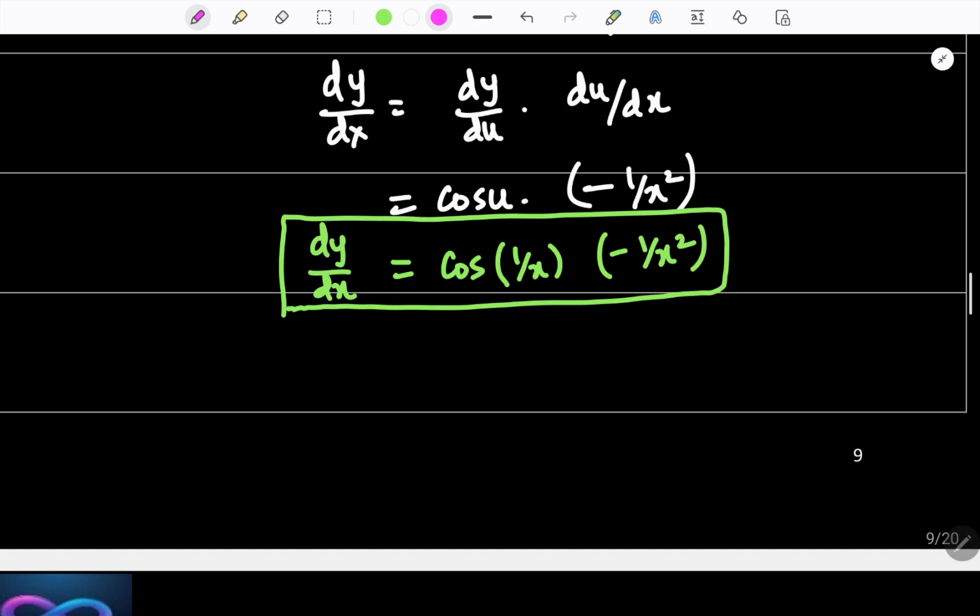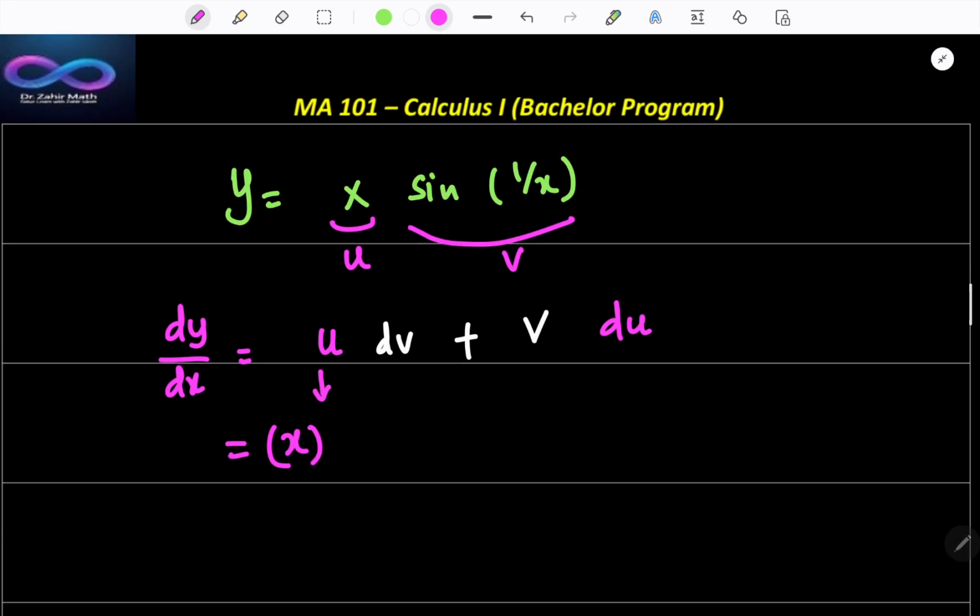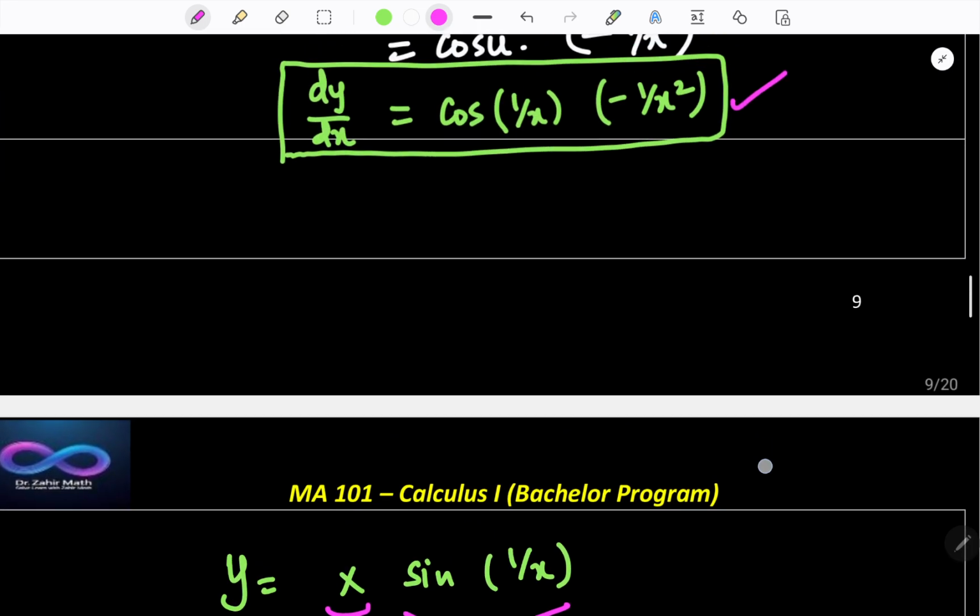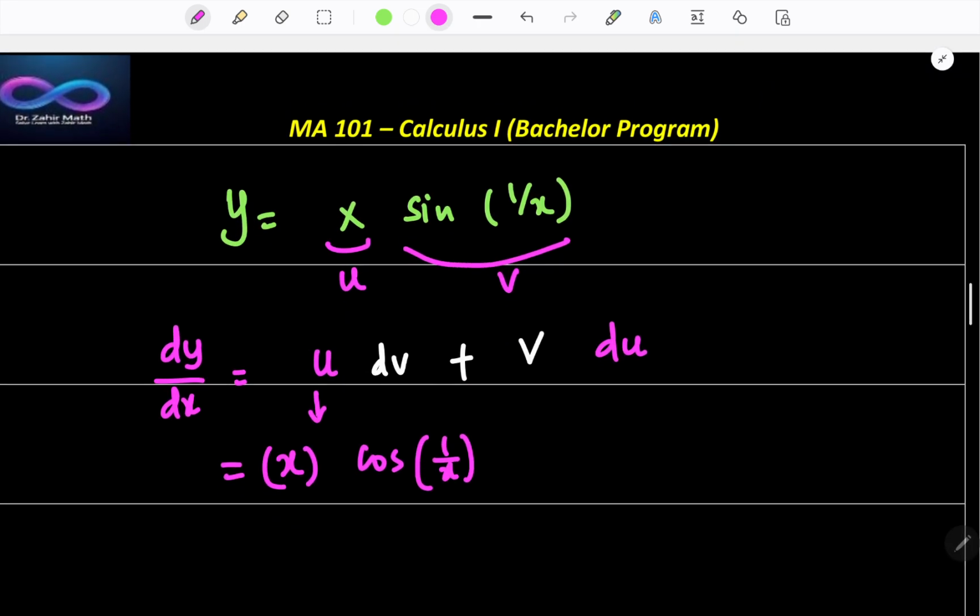Let's look here. Here we got the derivative: cosine 1 by x, right? And then negative 1 by x square. Clear, everybody? Right. And then plus v. What is your v? v is your sine 1 over x.